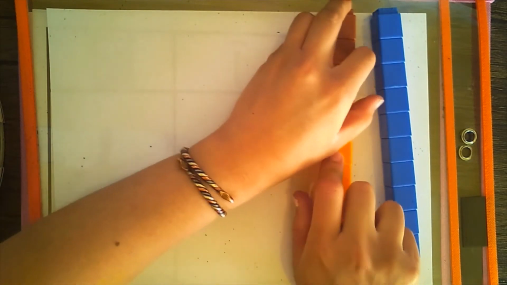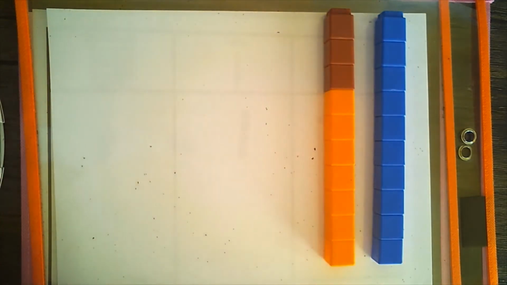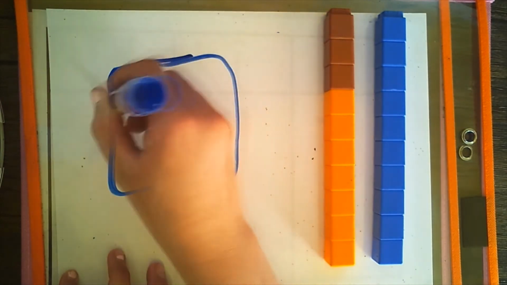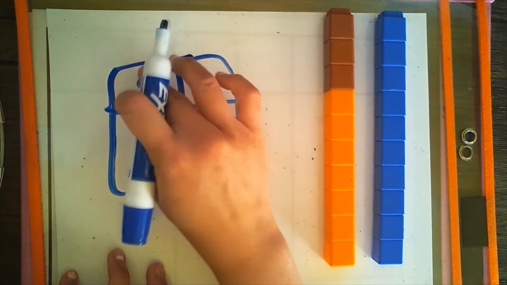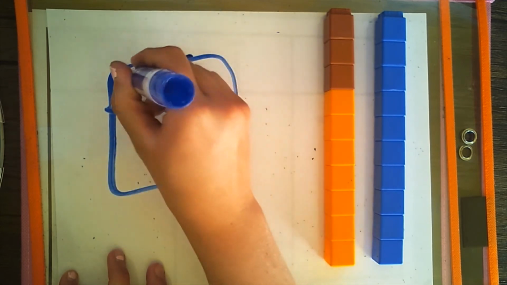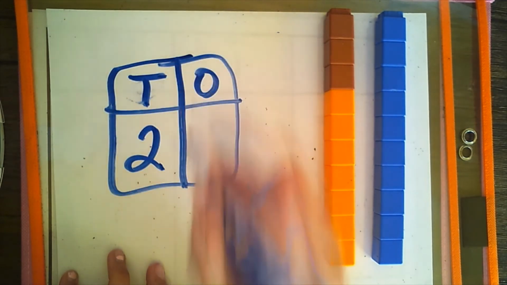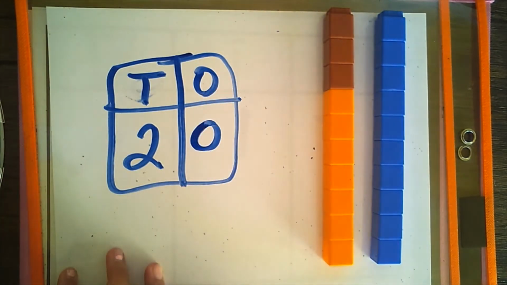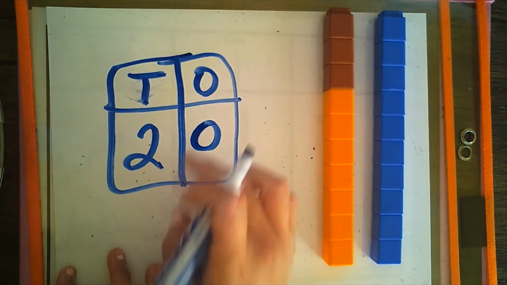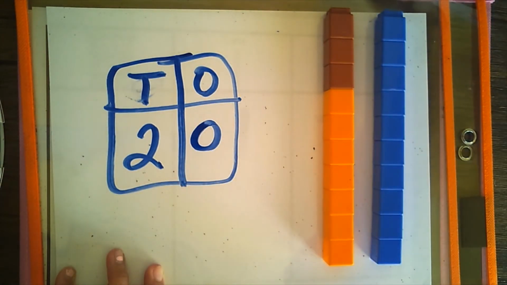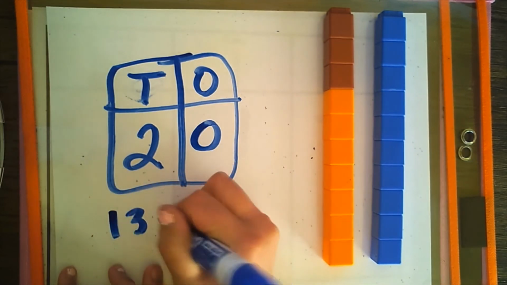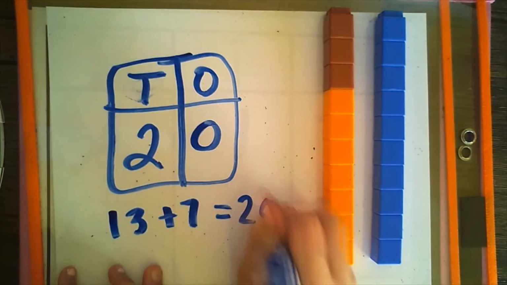How many 10s are there now? Great job. There are 2 10s now. And how many ones do we have now? We have 0 ones now. So we write 0 in the ones place. Now we're going to say our number sentence. 13 plus 7 equals 20.